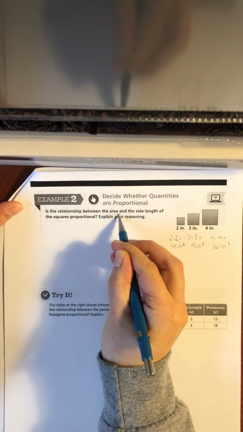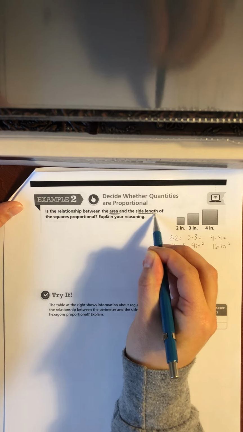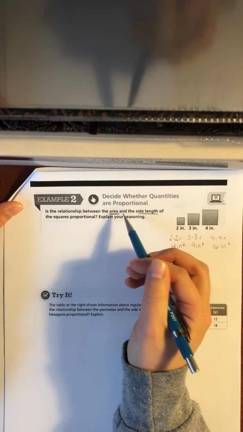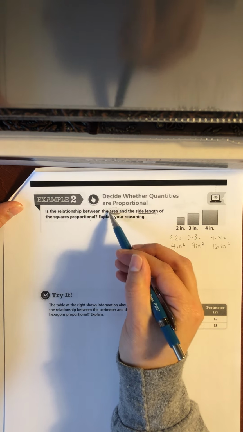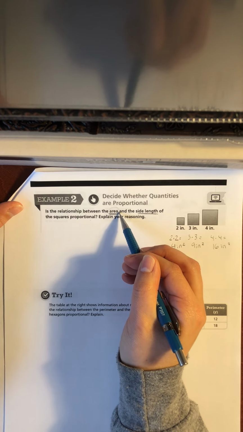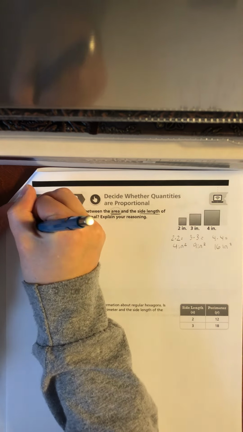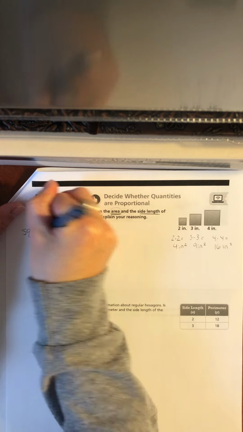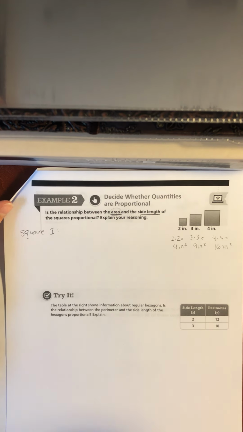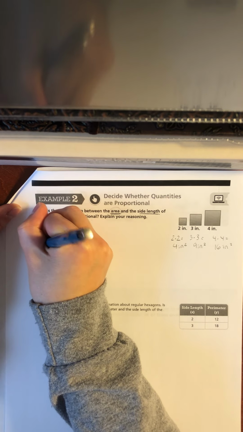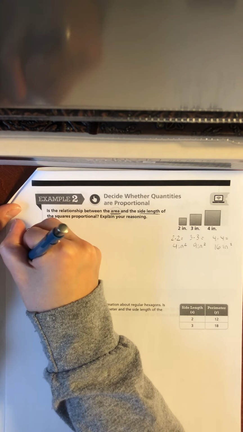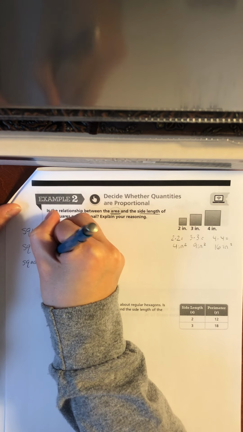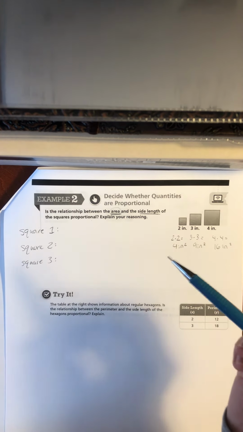So is the relationship between the area and the side length of the squares proportional? You're going to put on top whatever is listed first. So in this case, area is listed first, so we're going to put that on top. So square 1, square 2, square 3. Just getting myself set up here so it's all organized.